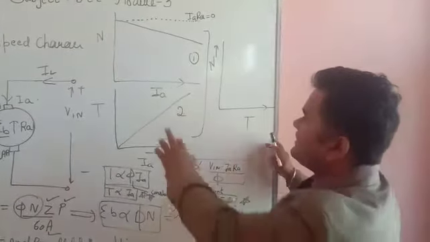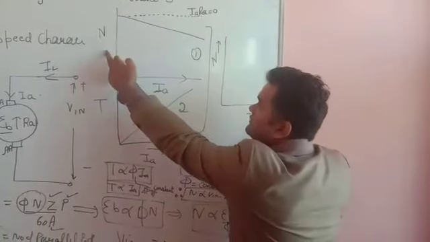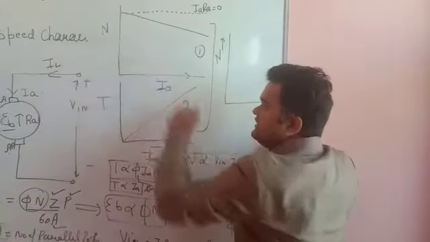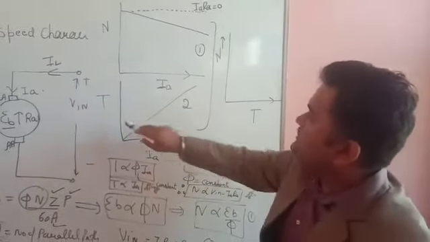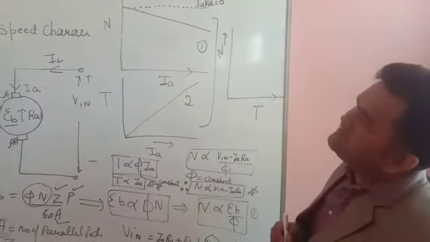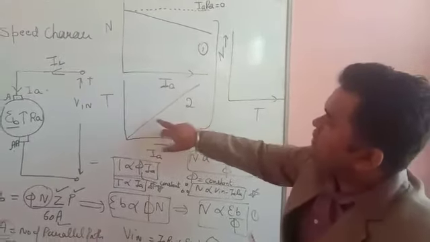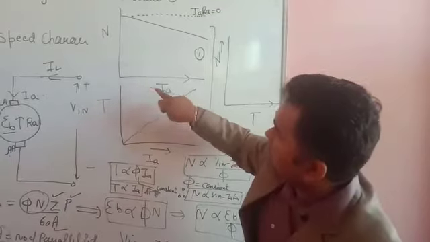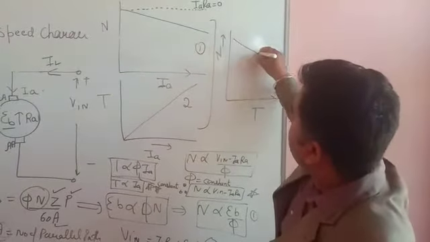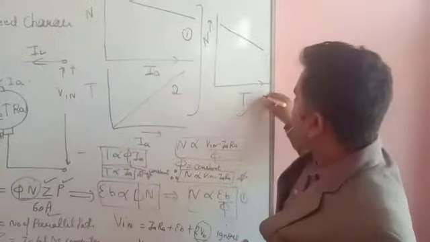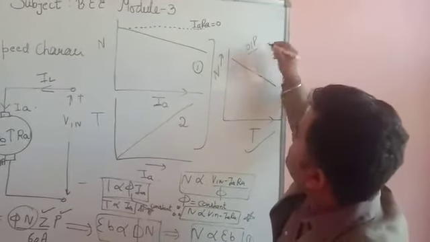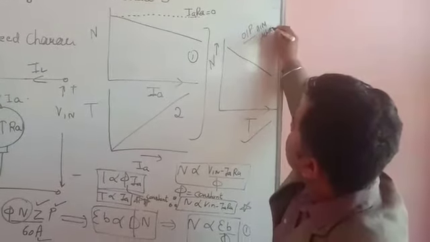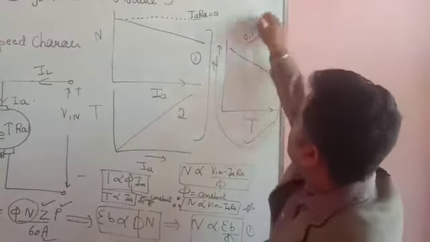Now you know that as the current increases, the speed decreases, and as the current increases, the torque increases. It means if the torque is increasing, current increases, torque increases, or current increases, speed decreases. So the curve will be like this. So this is the final output. You can say our aim is achieved. So this is our final curve that we have to discuss.